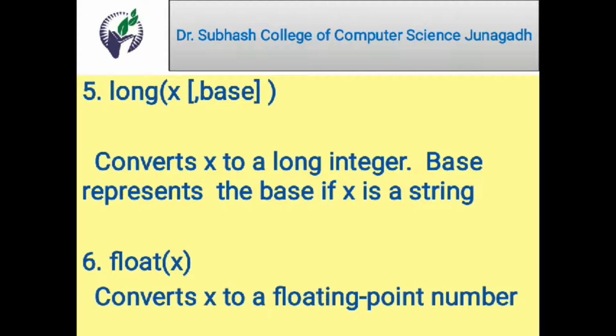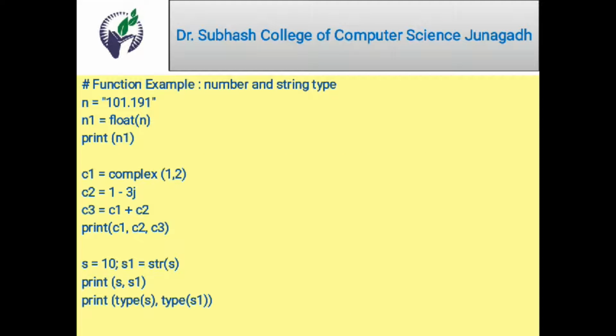Let's check the example of float and string. Here the string contains 101.191. It is in string form. We want to convert it to the equivalent float number. So n1 equal to float(n). 101.191 is a string. This function will convert this string to the equivalent real float number, and after this print n1 will display the float type 101.191.